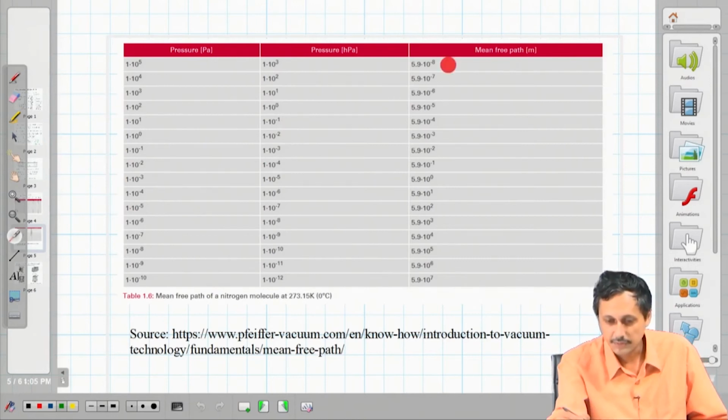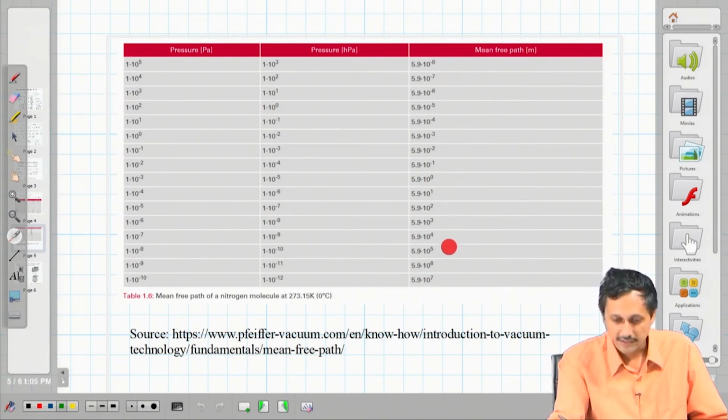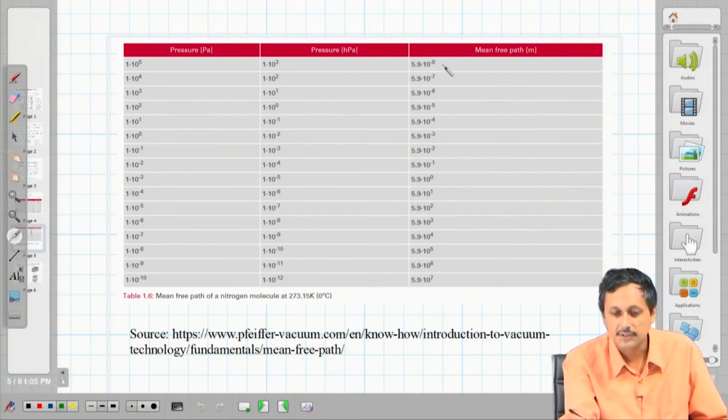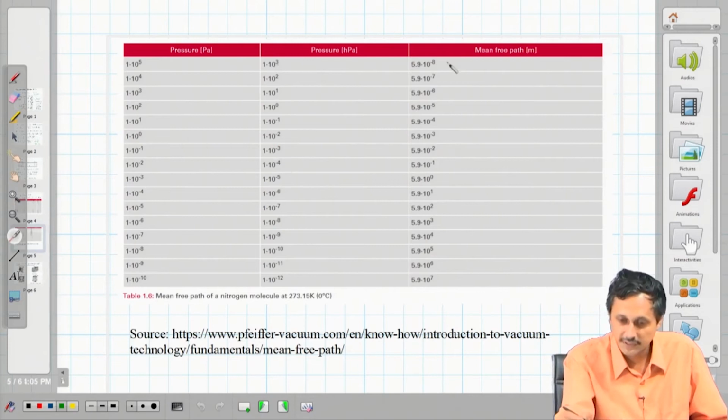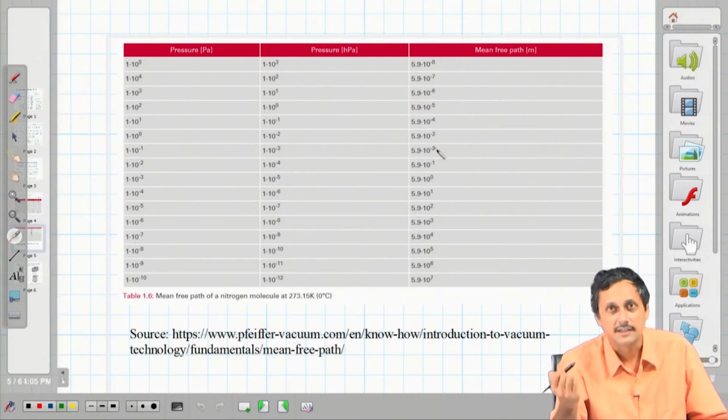And you see the mean free path is actually increasing as the pressure goes down. So, at 10 to the power 3, the mean free path is 5.9, so 6 into 10 to the power minus 8 meters, whereas at 10 to the power minus 3, the mean free path is 5.9 into 10 to the power minus 2 meters, and that itself tells you that there is a change in factor of 6 here, that the product lambda times P is essentially a constant.